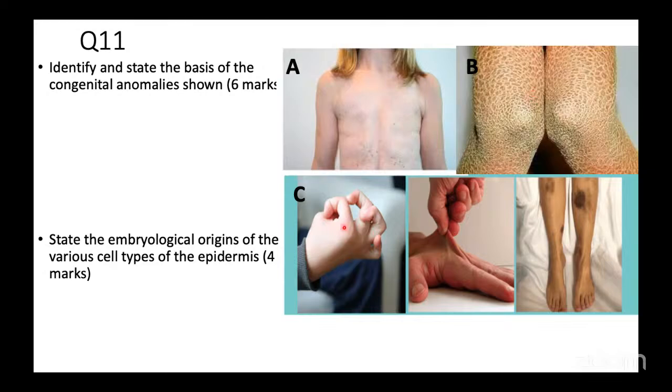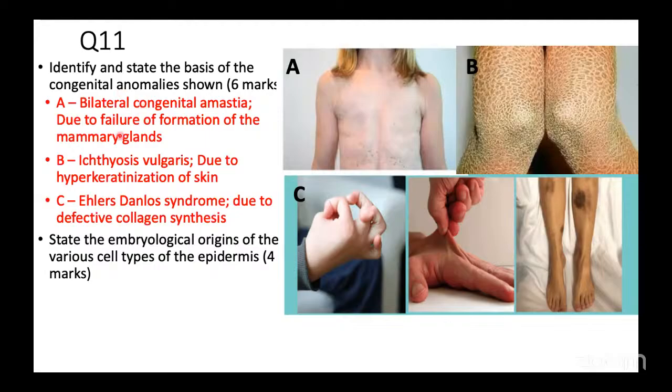As for C, you can see in this first one the joints are very mobile, hypermobility of joints. Here the skin is hyperelastic, and here you have a bit of pigmentation. All this together, this is Ehlers-Danlos syndrome. So here you can see the reasons why. Bilateral congenital amastia is due to failure of formation of the mammary glands. Ichthyosis is a result of hyperkeratinization. Ehlers-Danlos is a result of defective collagen synthesis.